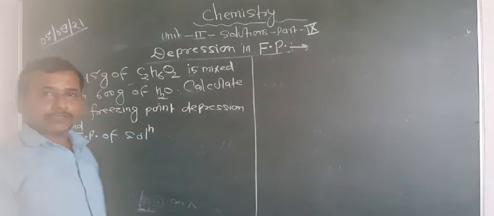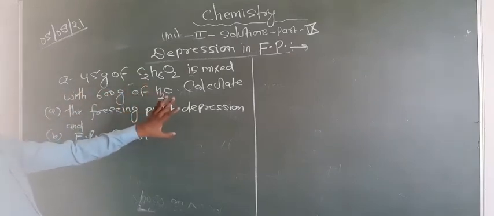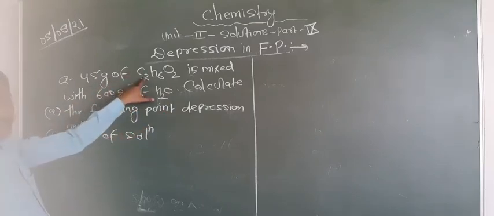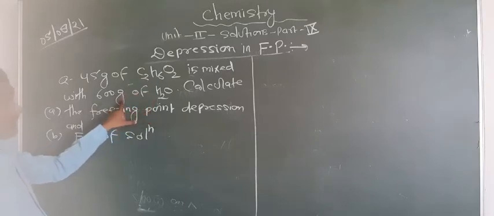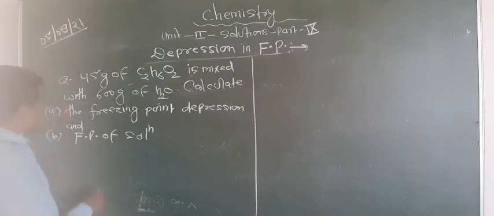So now let us focus on one numerical related to freezing point depression. Here one question is given like this: if 45 gram of ethylene glycol is mixed with 600 gram of water, that means the mass of solute is given and the mass of solvent is given as 600 gram. Calculate two things: the freezing point depression, that is delta TF, and the freezing point of the solution, that is TF.